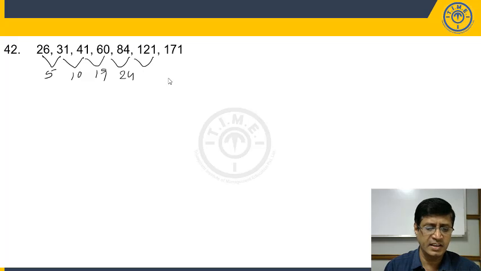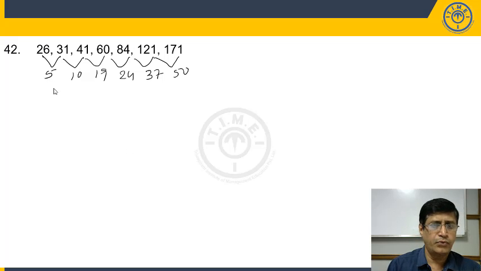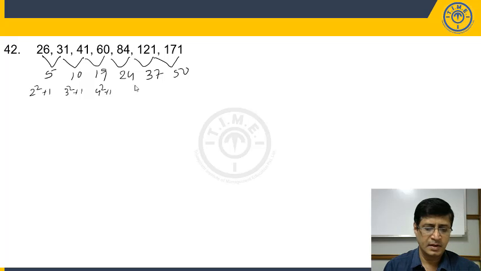All these numbers are increasing by. So how much here? It is 37, whereas it is 50. Now what is the discussion here? If you observe 5, 10, 19, 24, 37 and 50, here it is 2 square plus 1. It is 3 square plus 1. 4 square plus 1. Am I right? 5 square plus 1. 6 square plus 1. 7 square plus 1. So 3 square plus 1 is 10.